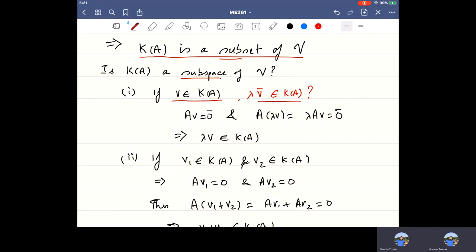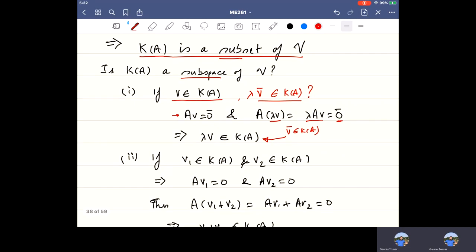So we follow the procedure of the mapping, the properties of the mapping is what we're going to use here to show this. So if A of v is 0, then A of lambda v is lambda times A v. Now A v is 0, so you get 0. That means if v belongs to K of A, then clearly lambda v will also belong to K of A. That's very clear now.